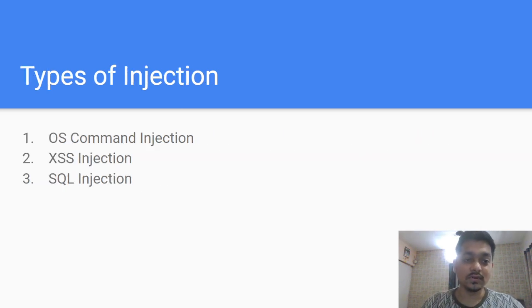So what are the types of injection? Basically there are three types of injection. There are actually more, but the major types we need to observe are first OS command injection, XSS injection, and SQL injection. Why these three and not other types? Because these three types are most commonly identified on top tier applications.